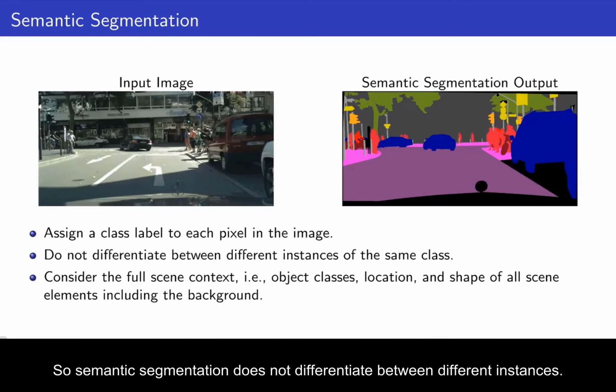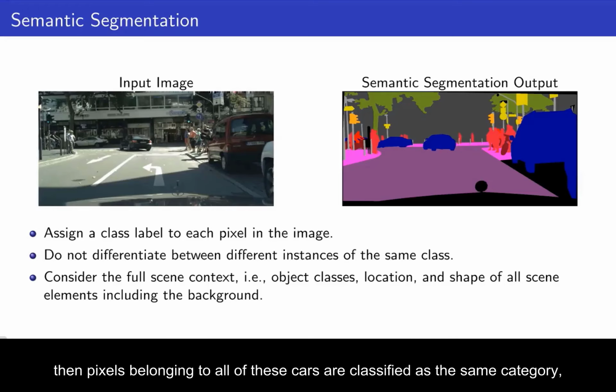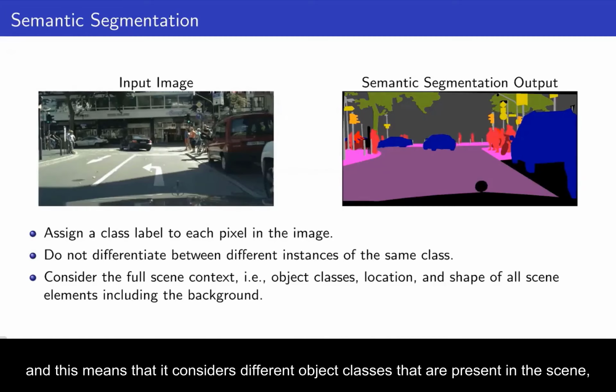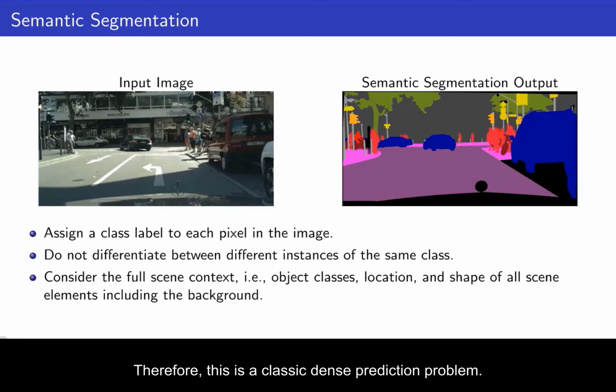Semantic segmentation does not differentiate between different instances. This means that, for example, if there are multiple cars in the image, as you can see here, then pixels belonging to all of these cars are classified as the same category, and it cannot distinguish between pixels from one car to another. And semantic segmentation considers the entire scene context. This means that it considers the different object classes present in the scene, their locations in the image space, the shape of the different objects, and so on. Therefore, this is a classic dense prediction problem.